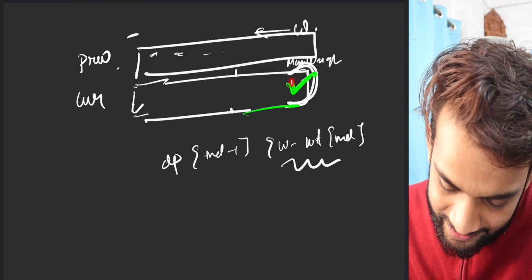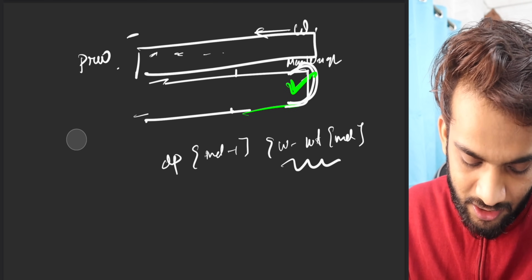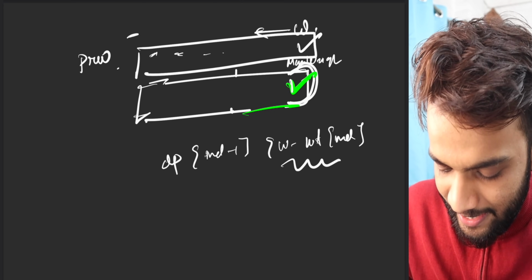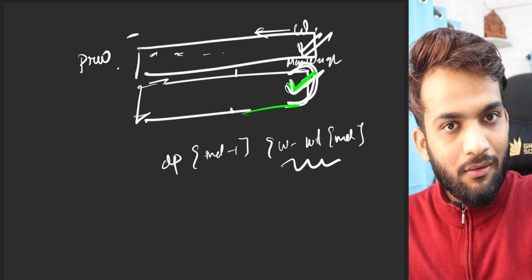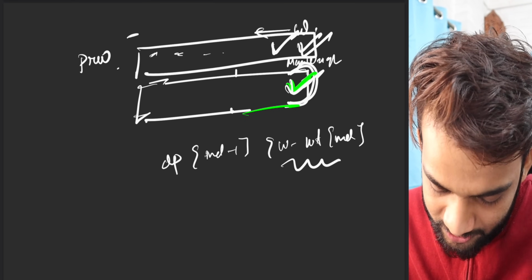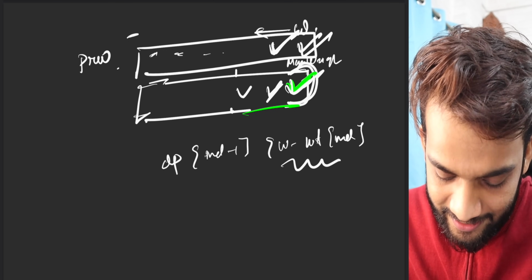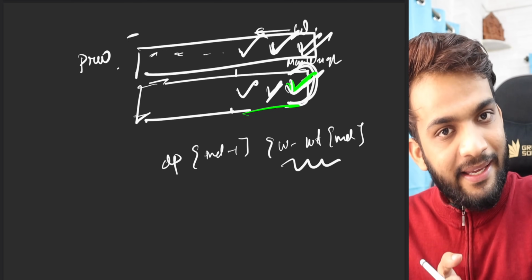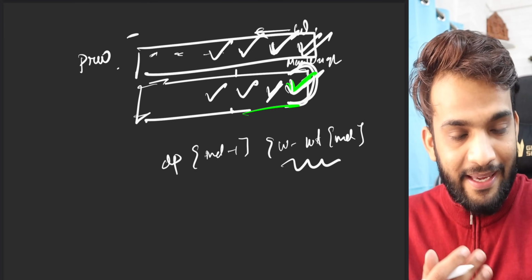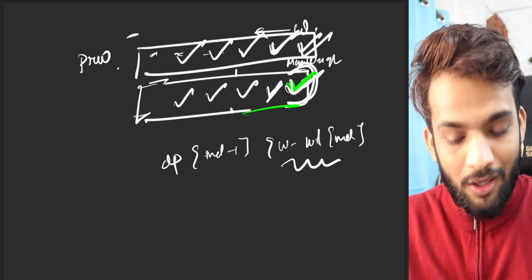So instead of filling it here, instead of using the current, can I not fill it here? For this guy, can I not fill it here? I can. For this guy, can I not fill on the previous itself? I can. For this guy, can I not fill on the previous itself? I can. For this guy, can I not fill here? Yes.